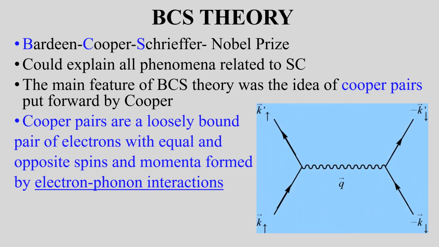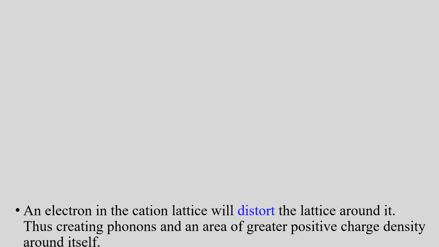In this figure, you can see two electrons of equal and opposite spin and momenta which are related to each other through a phonon. This forms a Cooper pair. Normally, two electrons repel each other. At transition temperatures, the electron-phonon interaction is greater than the electron-electron repulsion.